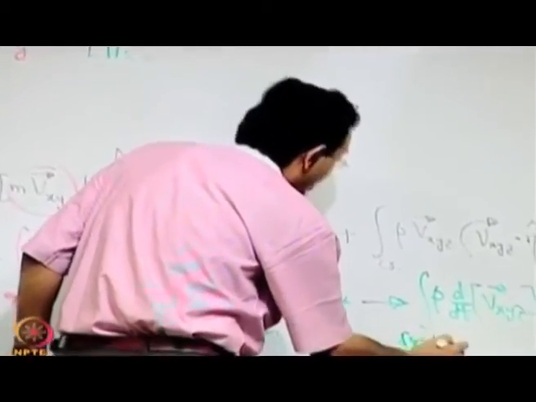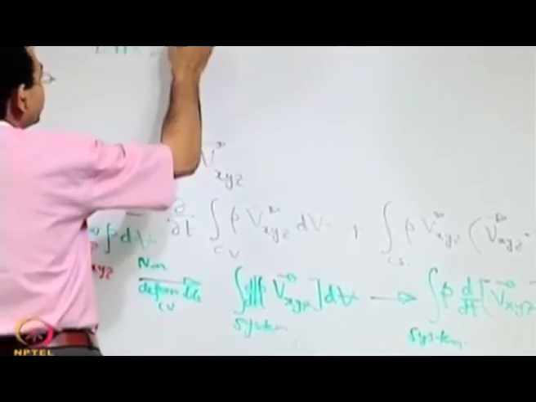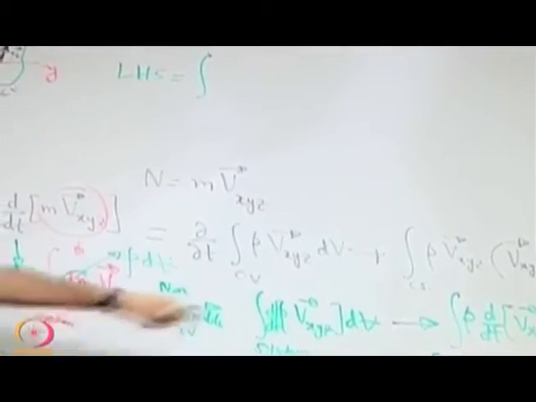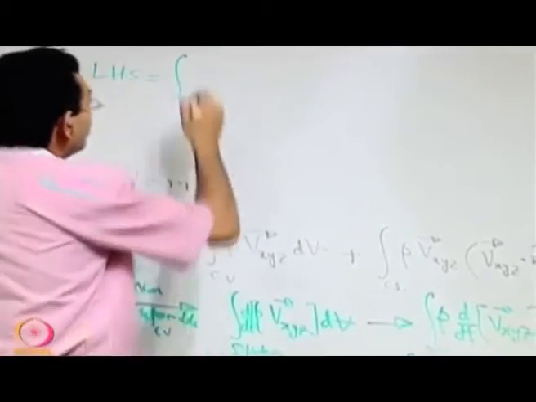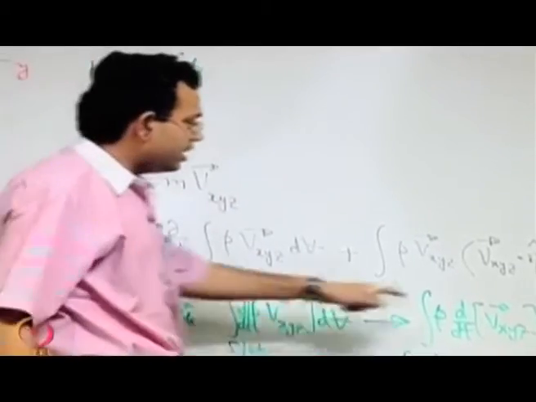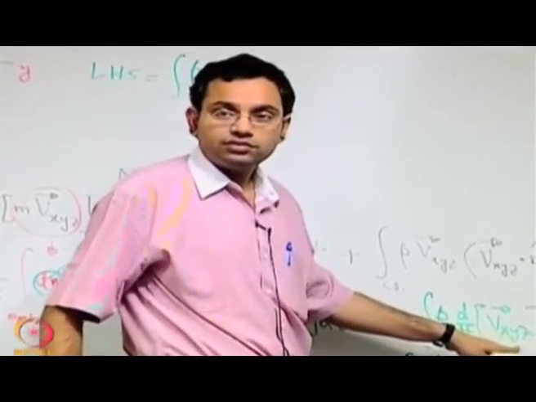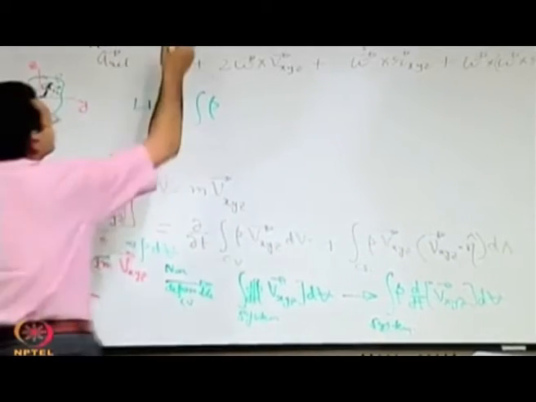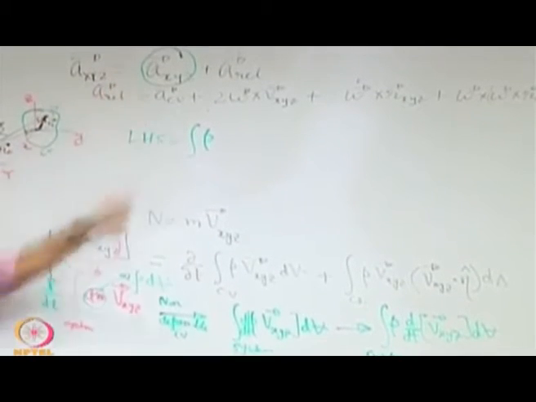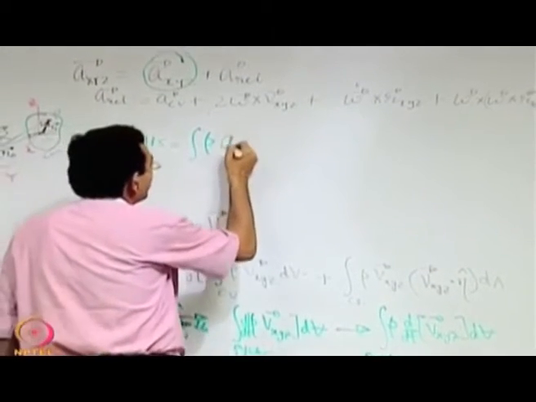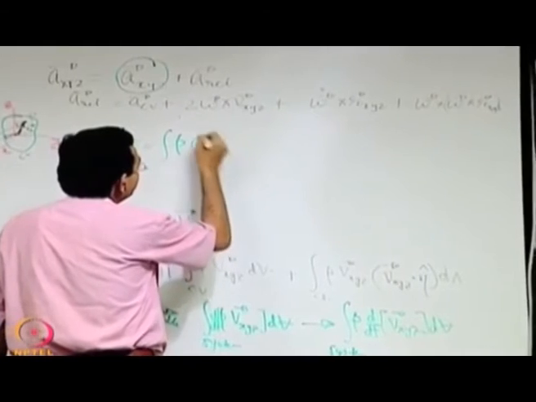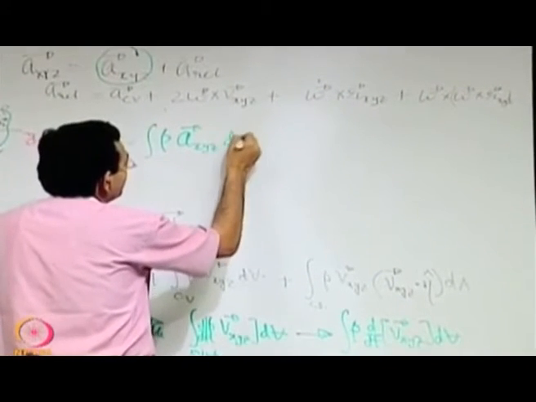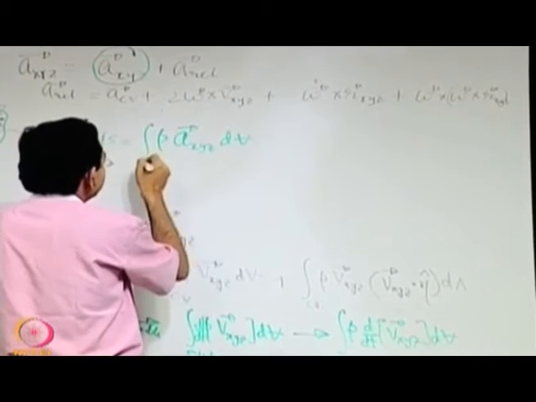We have to keep in mind the assumptions that we made. So, you have the rho, and what is d/dt of v small x y z? This is the acceleration small x y z that appears here. So, this is rho times acceleration small x y z dV over the system.